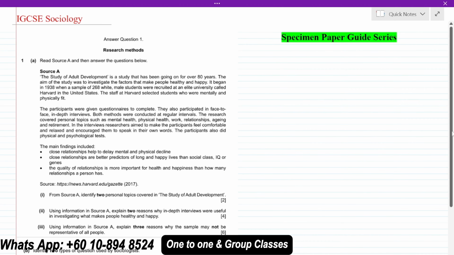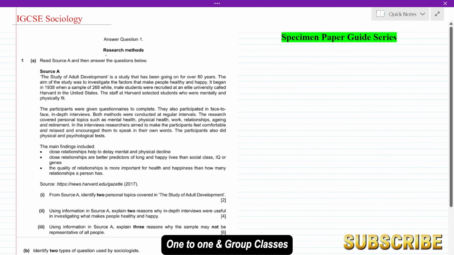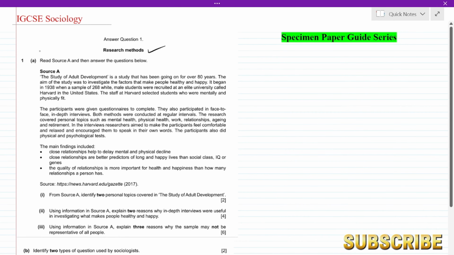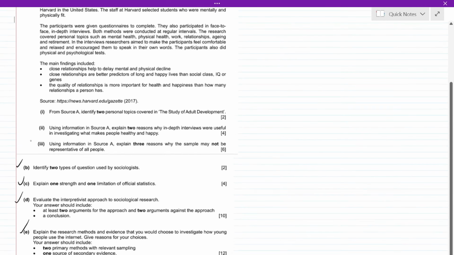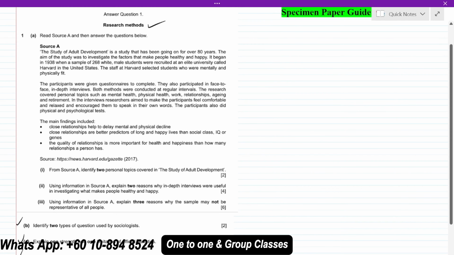Now let's come on to question number 1, which is related to research method, right? You can see that in question number 1 we have these A, B, C, D and E parts, so 5 parts. You can see the pattern: they have provided a paragraph and they ask a few questions from it, and to answer these questions we have to find the answer from this paragraph. Then in sections B, C, D and E, they have asked questions related to the research method chapter.